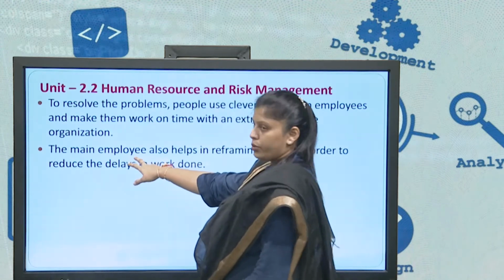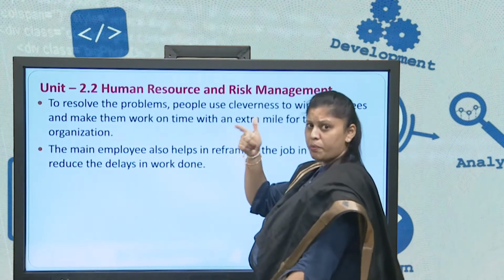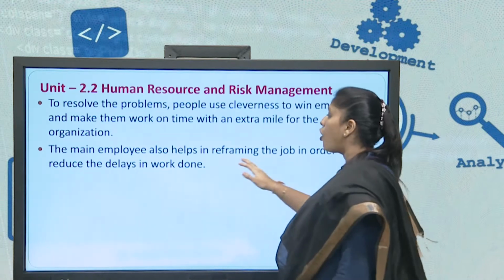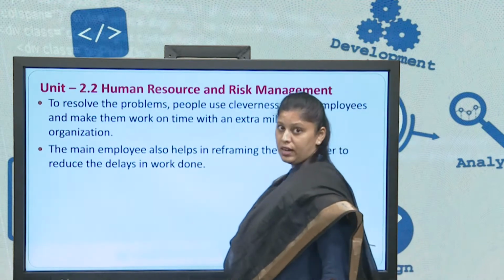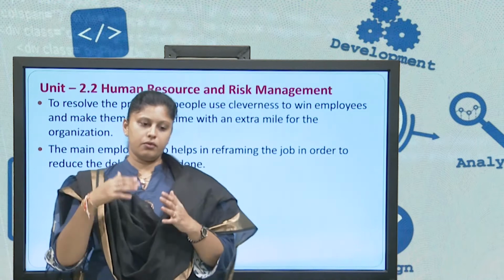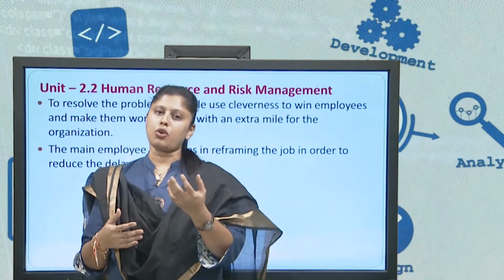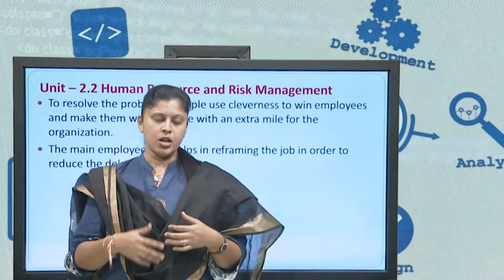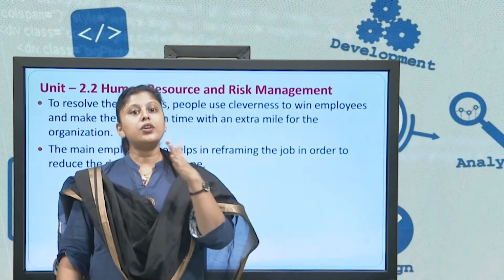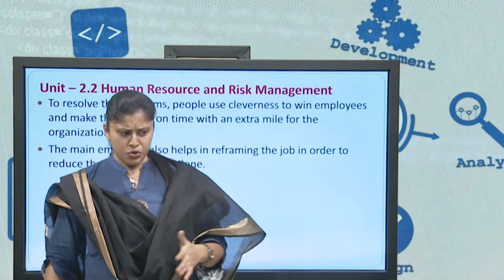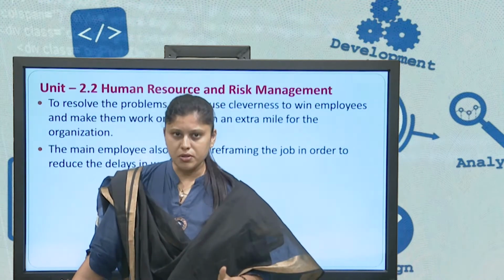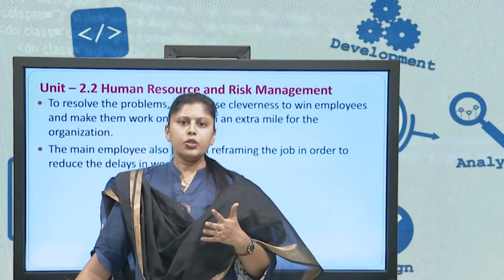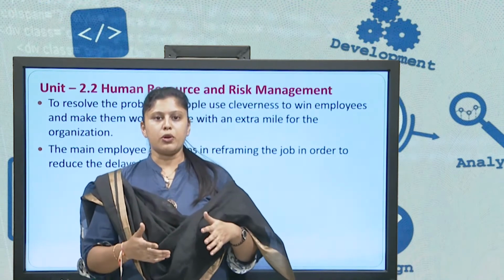The main employee, who is the topmost management, also helps in reframing the job in order to reduce the delays in work done. Because there is a shortage of employees, or certain employees are refusing to work more, that will lead to a delay in your project. So you won't be able to complete your project on time. To avoid that delay, they reframe the job responsibilities.